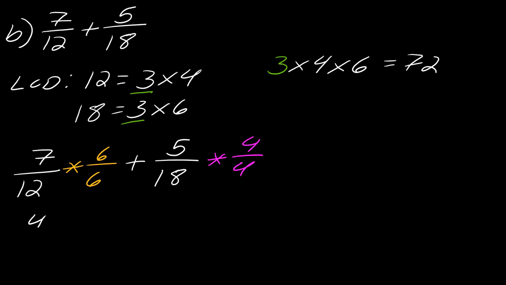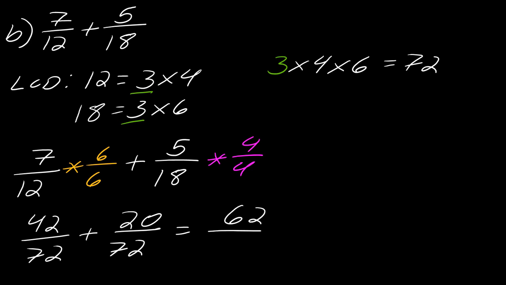And so now I get 42 over 72 plus 20 over 72. And if I add those together, I get 62 over 72. Now I can see just by looking at this, these are both still divisible by 2, right? So now I can divide the top and bottom by 2. And so then I get 31 over 36.